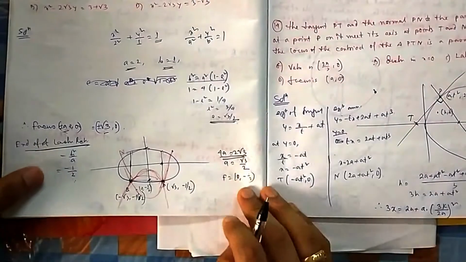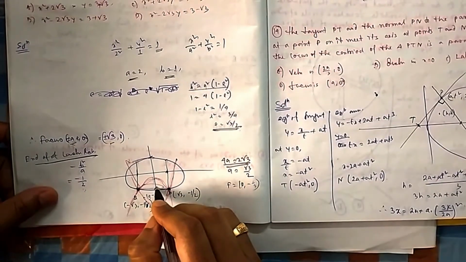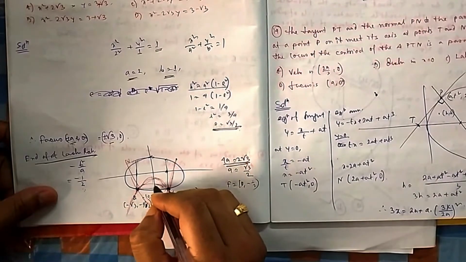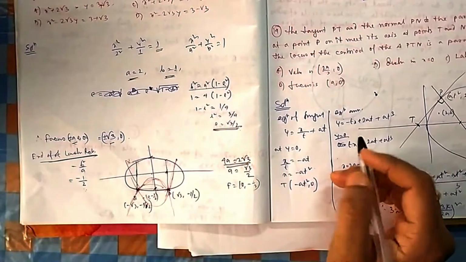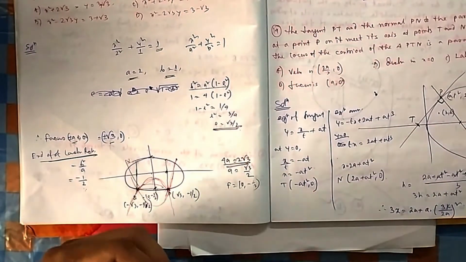Or if you are doing it the long way, then it will take some time. You know the focus, you know this is your focus. So one can be this, one can be this. So you have to calculate the directrix, one on this side, one directrix on this side. That you have to calculate. Then you have to take the distance from the focus and the distance from the directrix as equal.